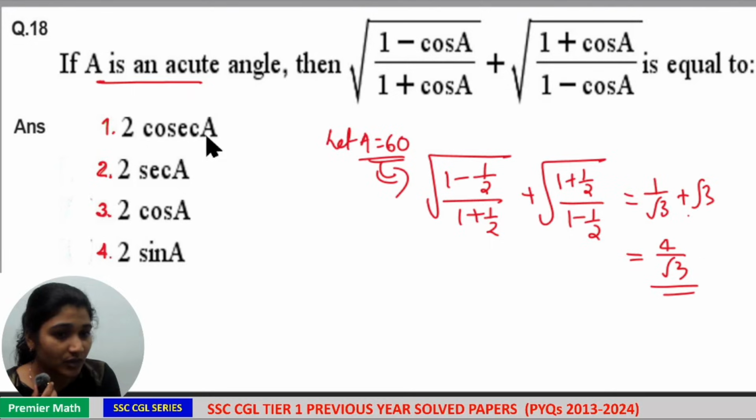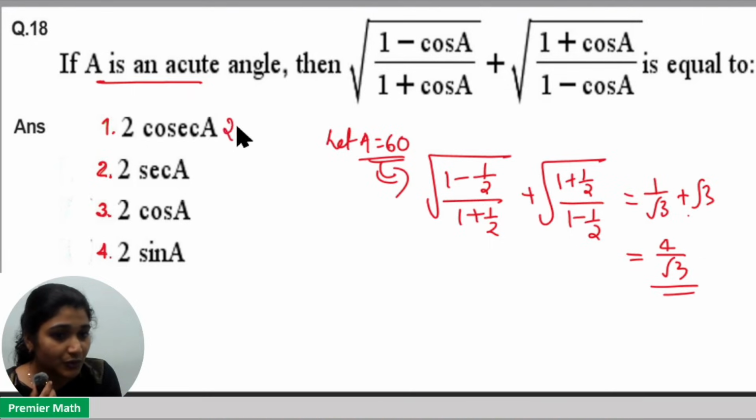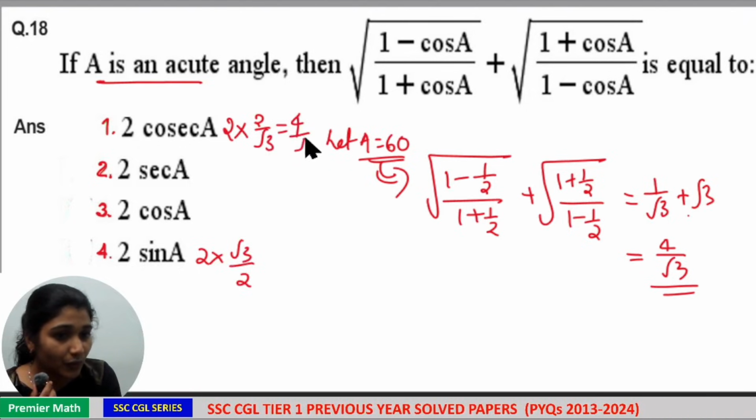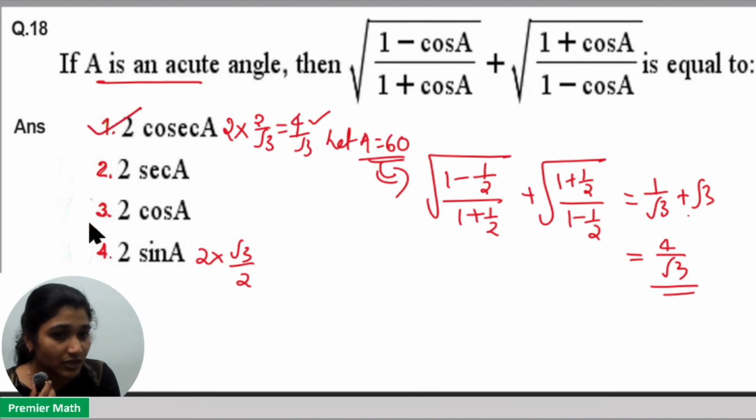Now check the options. Here 2 into cosec 60. Cosec 60 is the inverse of sin 60. Here sin 60 is equal to root 3 by 2. Then cosec 60 is 2 by root 3. Now this expression will become 4 by root 3. This is our answer. Option 1 is our answer.